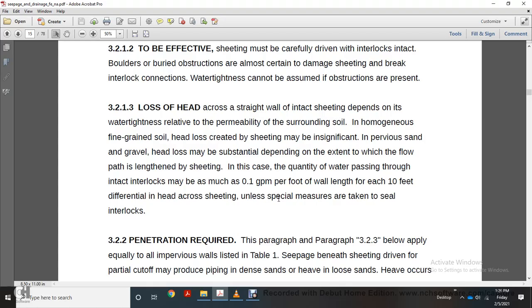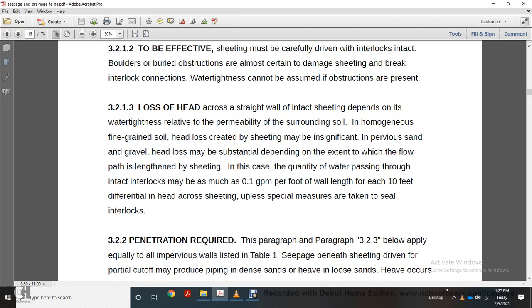With homogeneous fine-grained soil, the head loss created by the sheeting may be insignificant. If the previous material is sand and gravel, the head loss will depend substantially on the extent to which the path is lengthened by the sheeting. The quantity of water passing through the interlocks may be as much as 1/10 of a gallon per minute per foot, with the wall length for each 10 feet.